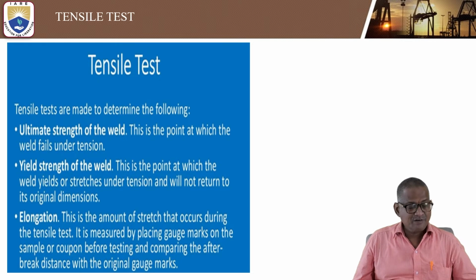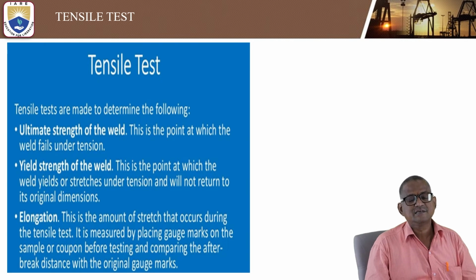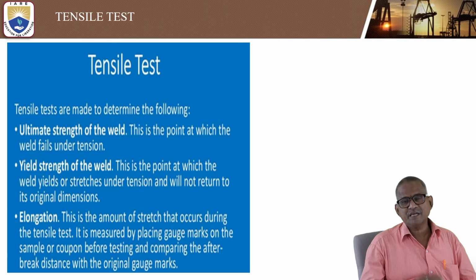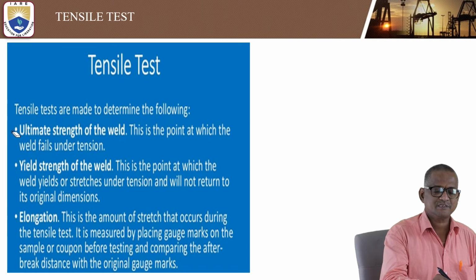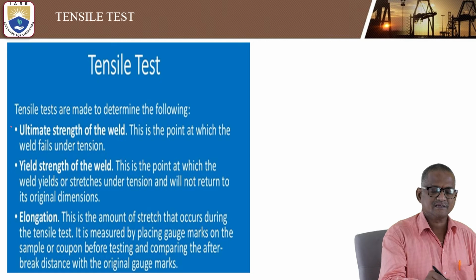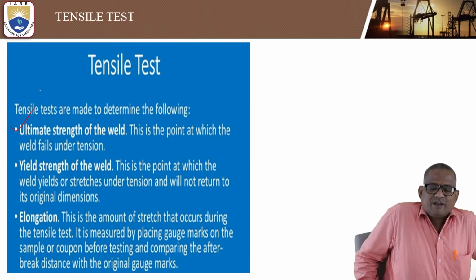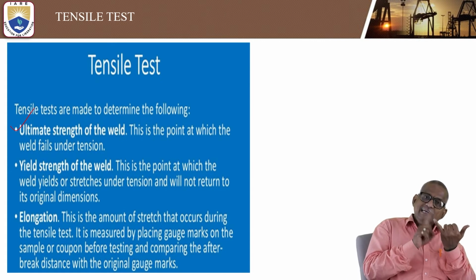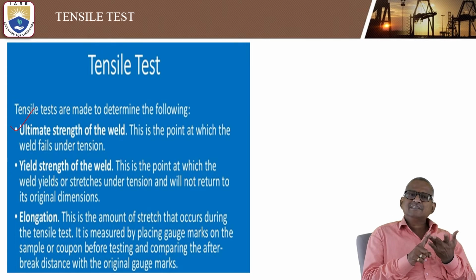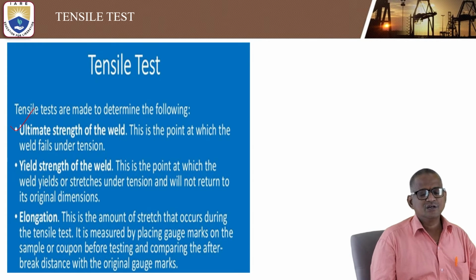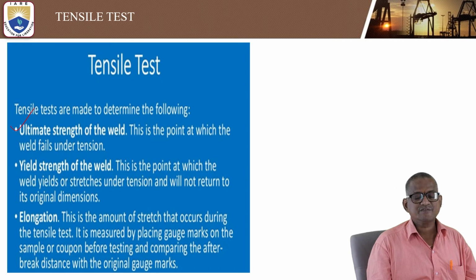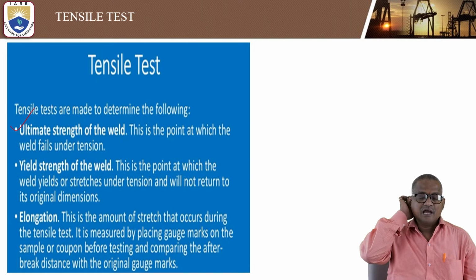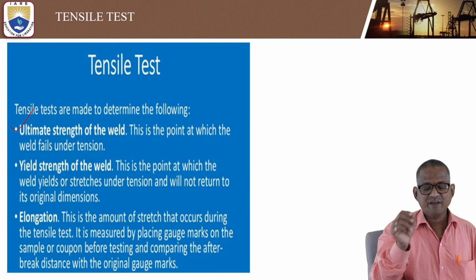Another interesting one: in any tensile test, to determine the maximum, there are the following three important points. The first and foremost is the ultimate strength of the weld. The second is the yield strength of the weld. The third is elongation. These are the three important properties. The ultimate strength of the weld is the point at which the weld fails under tension.